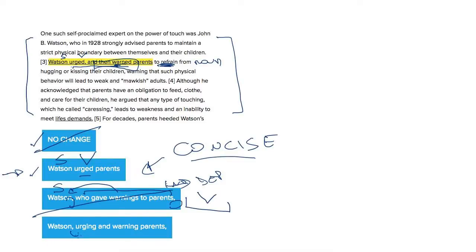Watson, again, same thing. Dependent clause, not part of the independent clause. To refrain. So once again, we're missing our verb. Our verb is missing for this sentence. So that makes answer choice D equally incorrect, which leaves us then with answer choice B as the correct answer choice.